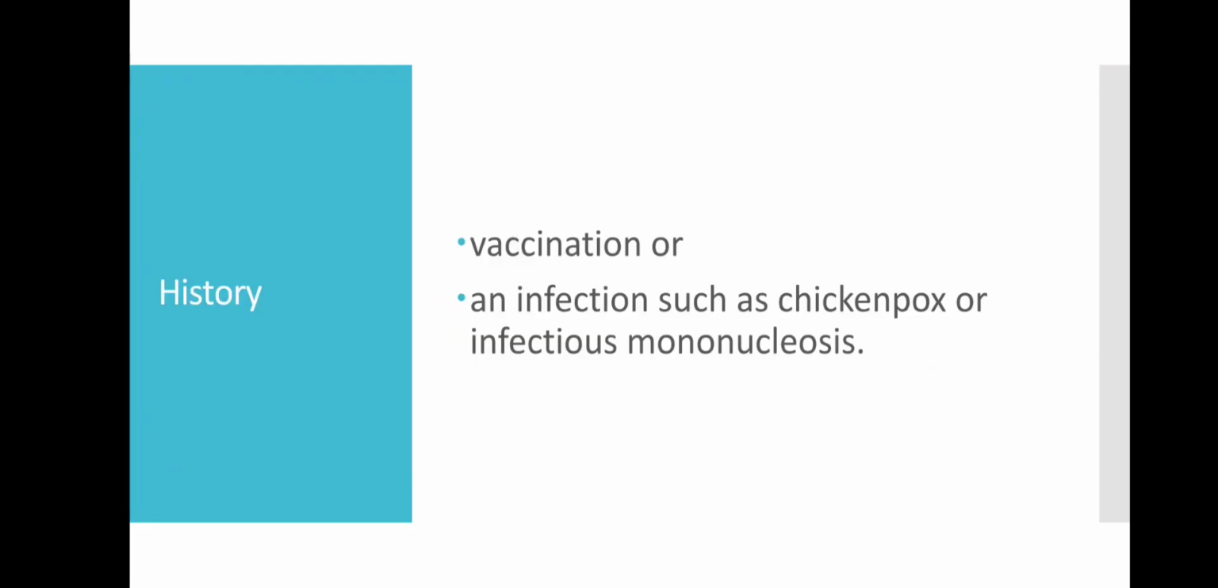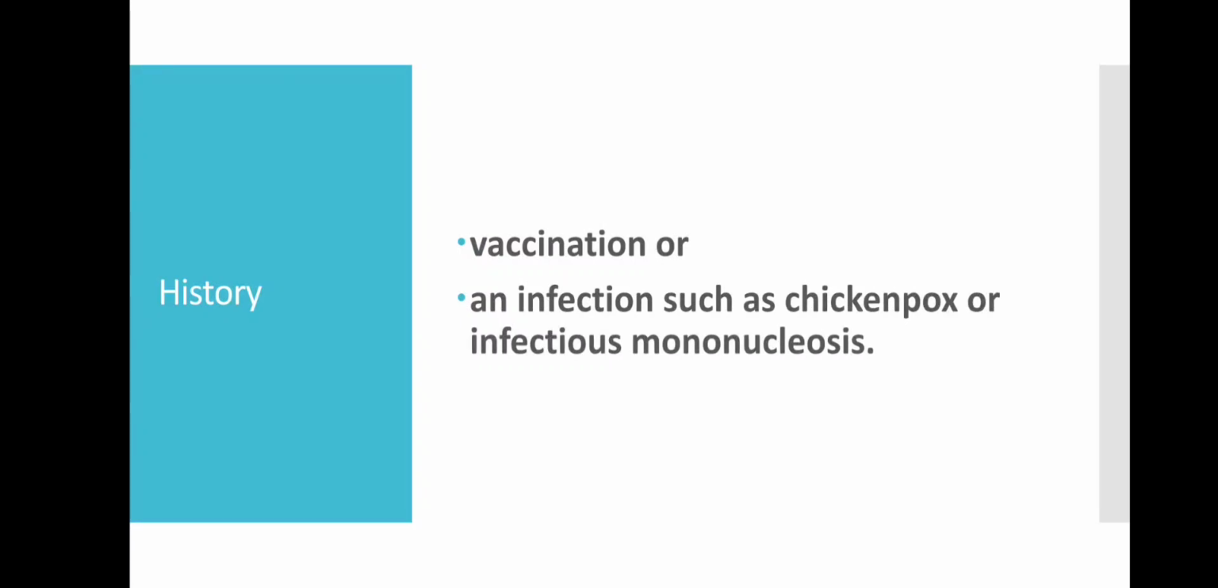In a patient of ITP, there may be a history of vaccination or an infection such as chickenpox or infectious mononucleosis. ITP can be of two types, acute or chronic. Acute ITP occurs most commonly in children. So in children, there may be a history of vaccination or an infection such as chickenpox or infectious mononucleosis. Let's go to our clinical manifestations.